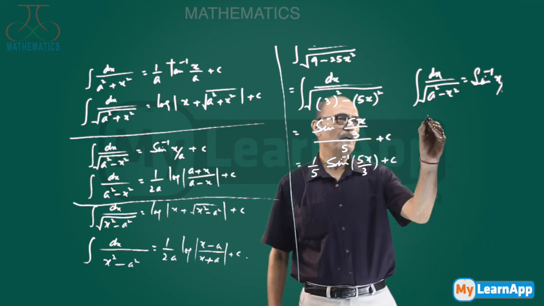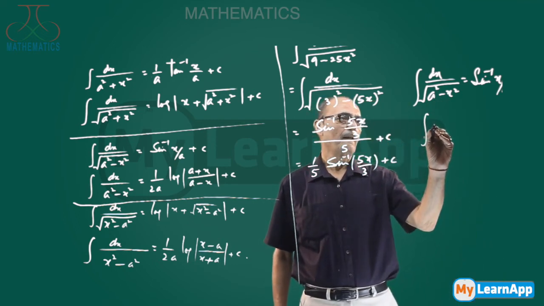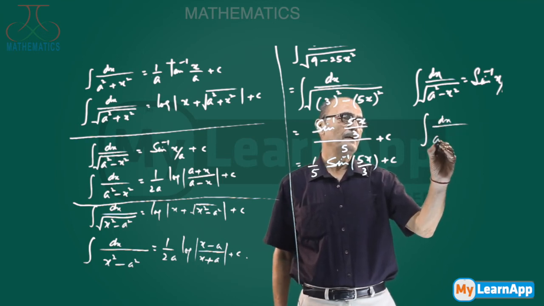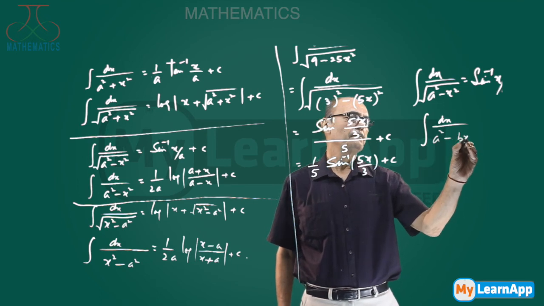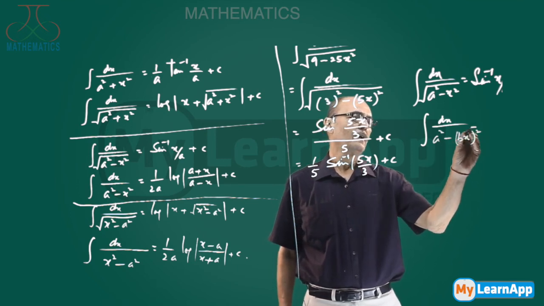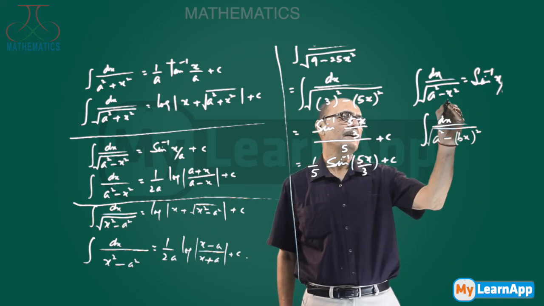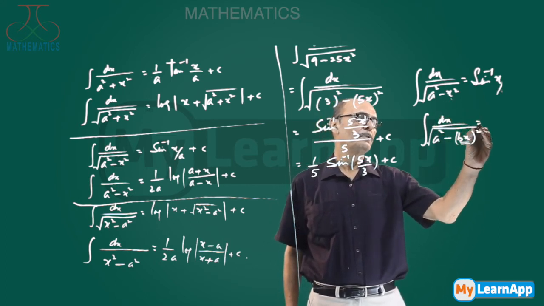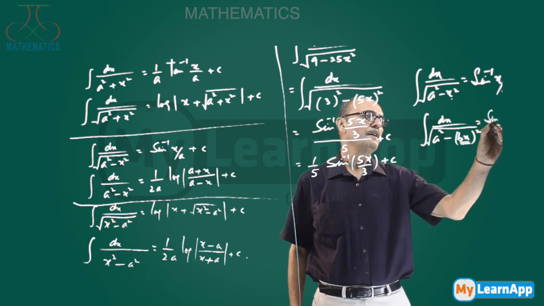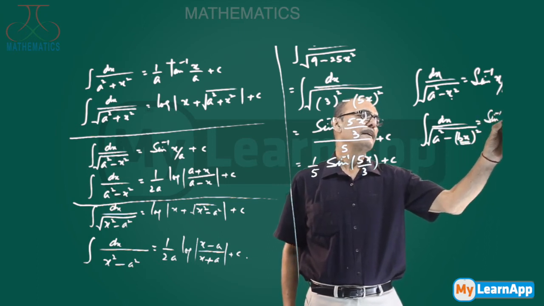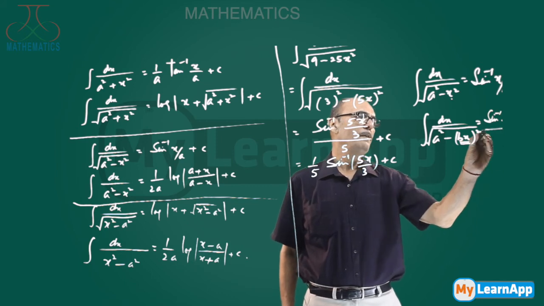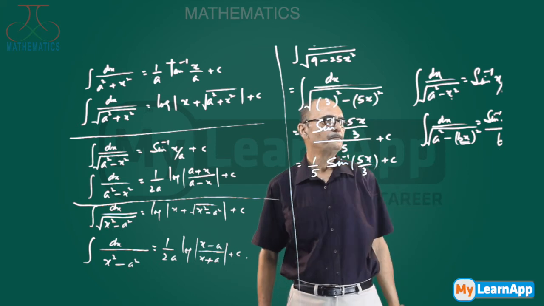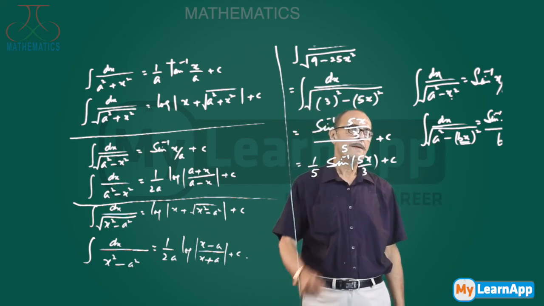Okay, integral of dx upon under root a square minus bx square. Okay, instead of x square we have bx. So, this will be equal to sine inverse bx upon a whole divided by the coefficient of this, of course, plus c. The same I have applied here.